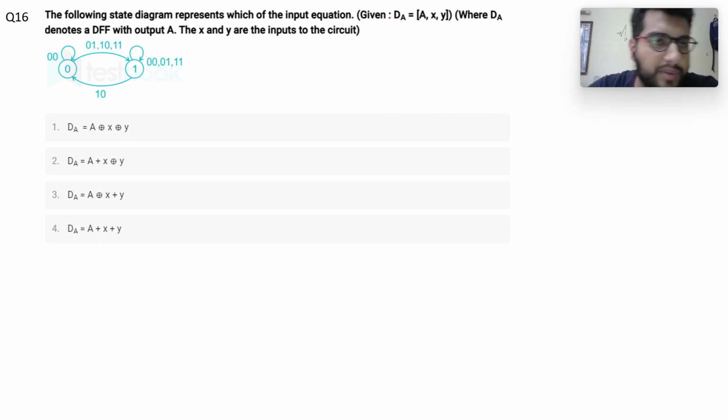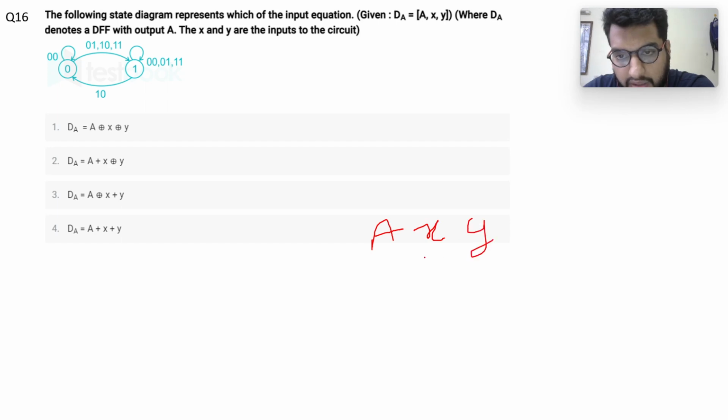The following state diagram represents which of our input equations, given dA is A x y, where dA denotes D flip-flop with output A, and x and y are inputs to the circuit. So we need to find the expression that represents the state diagram. What we'll do is first write down the inputs A, X, Y, and construct the characteristic table out of it.